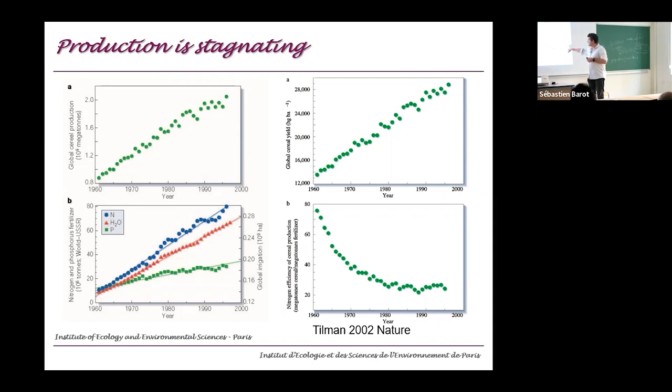What is interesting here is that you have the production basically divided by the quantity of nitrogen fertilizers used. And you see that, in fact, this is a measure of the efficiency of the fertilizer. And you see that this efficiency has decreased. So what does that mean? Yes?